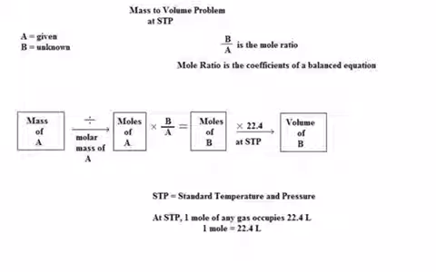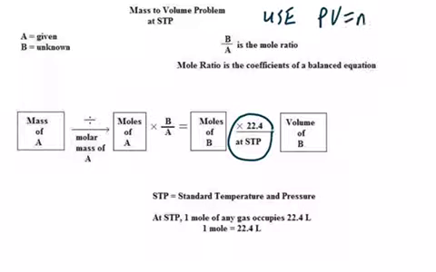Okay? All right. Now, here's what we're going to do. Here's where it gets interesting. We're going to do a mass to volume problem. And what happens now is it's not going to be at STP. So the only thing that's going to change is this last step. Instead of going from moles to volume, we're going to use the ideal gas law, which is PV equal to nRT. That's the only difference.